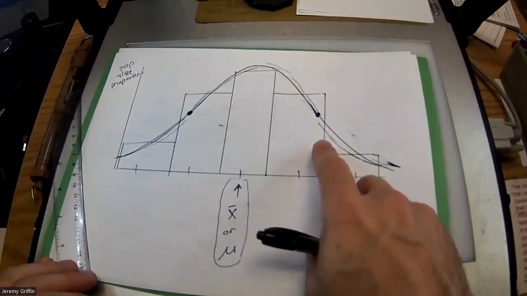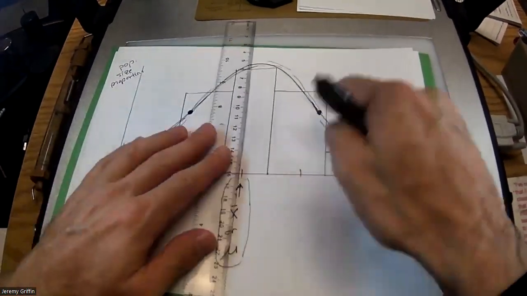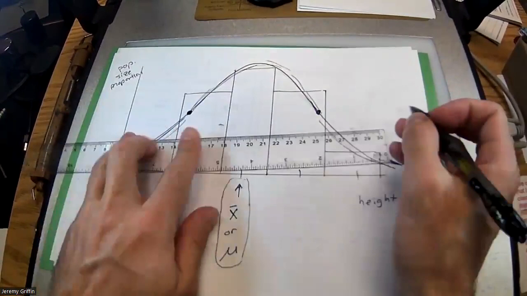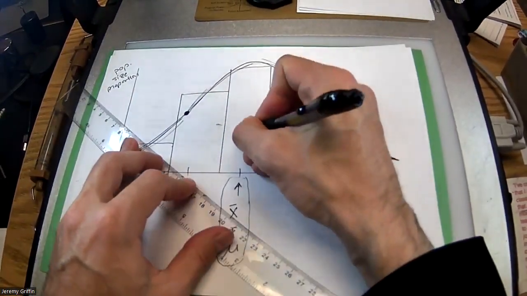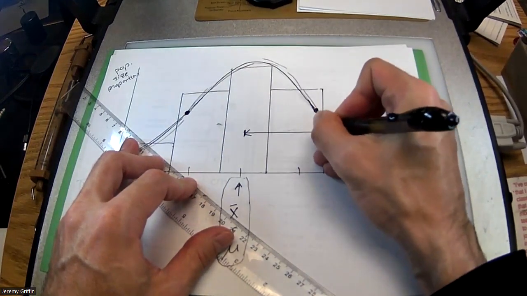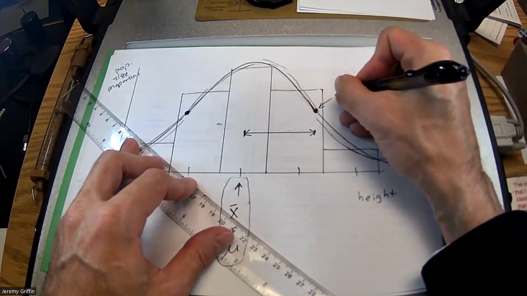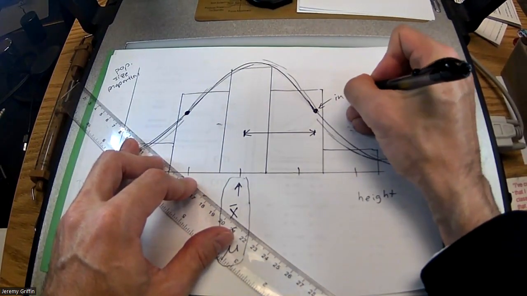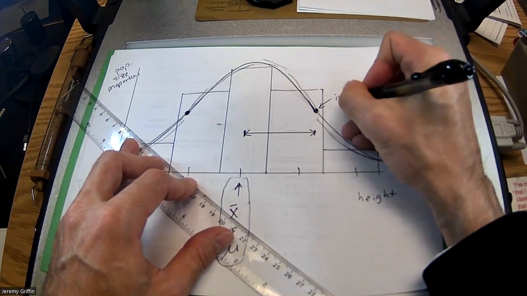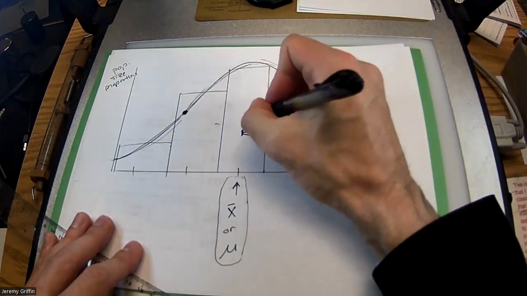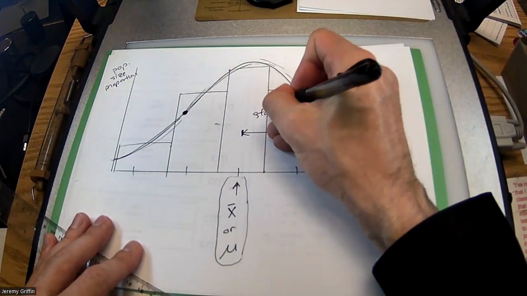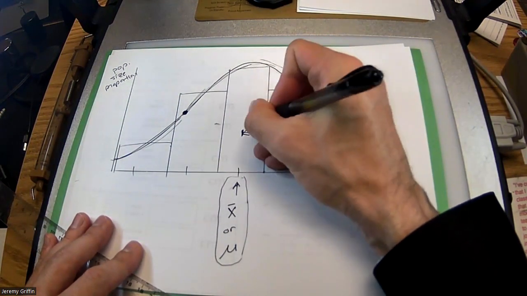Well, I wonder what this spacing is, from the mean to that inflection point. That's what this is, an inflection point. What is that distance? And that distance has a name. It's called standard deviation.